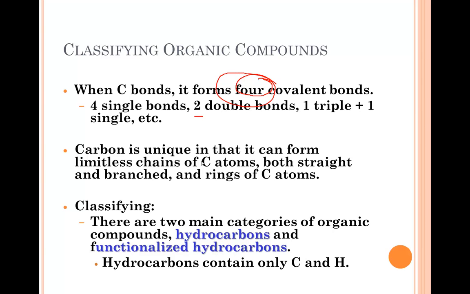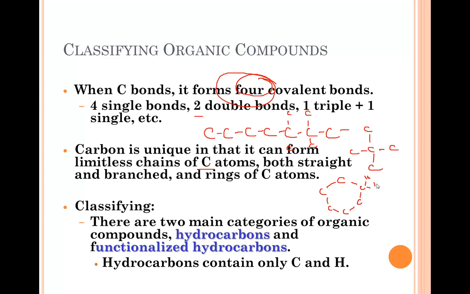Carbon is unique in that it can form limitless chains of carbon atoms. So in other words, the carbon can be bonded to itself multiple times. And remember, each carbon has 4 bonds, so it can stem this way as well. It can be in a straight or branch. When they're referring to branch, they're referring to it being broken down like this and it just going everywhere, like a tree. And rings of carbon, so it can actually form circles, because each carbon can form, once again, 4 bonds. So 1, 2, 3, 4.